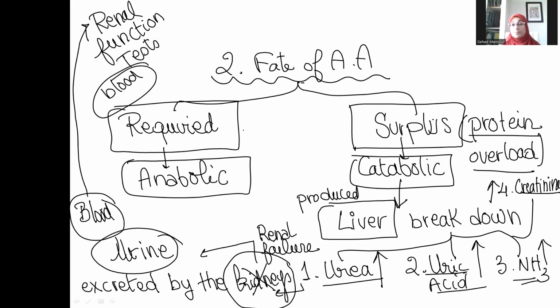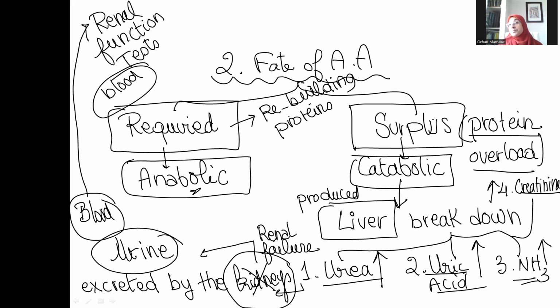So this is the blood picture of a patient with renal failure. On the other hand, what about the required amino acids? The required amino acids will be used in anabolic processes in rebuilding proteins. This is a bit weird because we put a lot of effort to digest the proteins and to break them down in the digestive system to obtain amino acids.